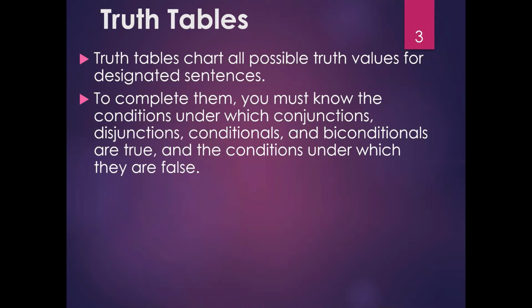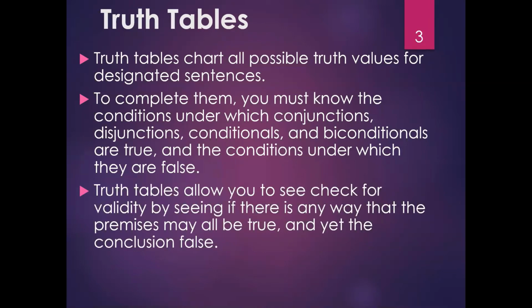And so overall, the goal of truth tables is to allow you to check for validity of a propositional argument by seeing if there's any way that the premises may all be true and yet the conclusion false. And if there is such a way that the premises could be true and the conclusion false, then the argument form is invalid. If not, the argument is a valid deductive argument.